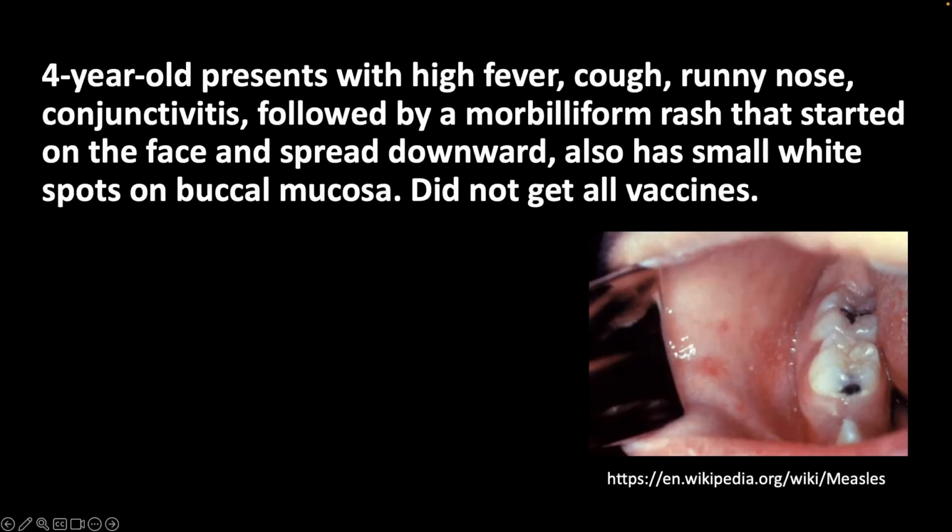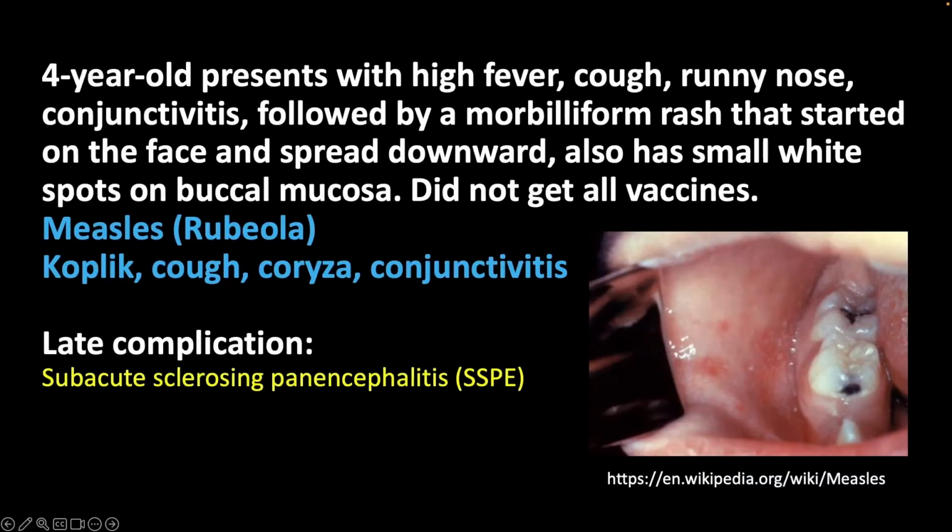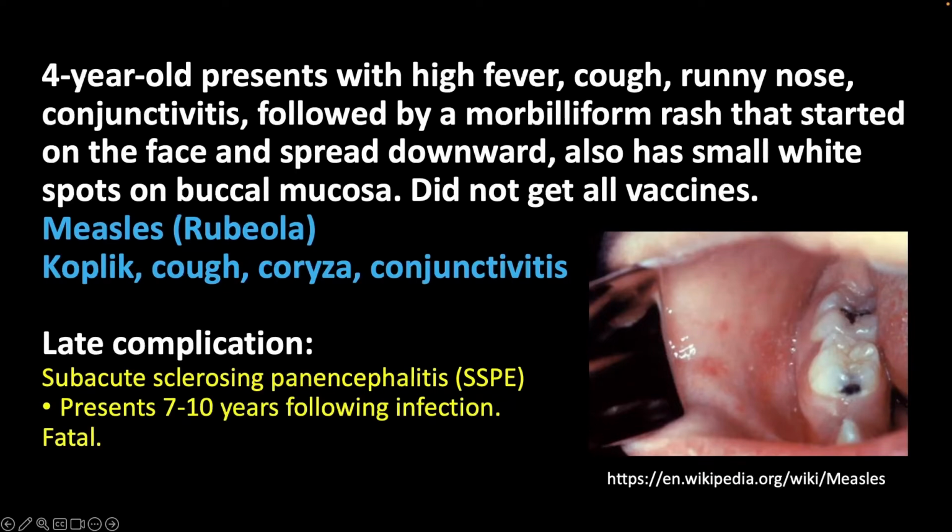So now we have a 4-year-old who presents with high fever, cough, runny nose, conjunctivitis, followed by a morbilliform rash that started on the face and spread downwards. They also have small white spots on the buccal mucosa. They're unvaccinated. These spots on the buccal mucosa are also known as Koplik spots, and this is measles. So you get Koplik, cough, coryza, and conjunctivitis clinically. And late complications, you can get subacute sclerosing panencephalitis, and that presents 7 to 10 years following infection and is often fatal.